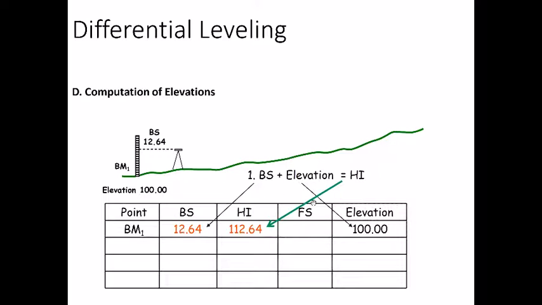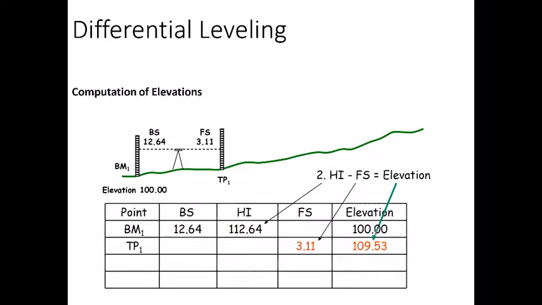When we put all these values in the table, we have the point whose reduced level we want to find out, and we have backsight, foresight, height of the instrument, and elevation. There could be intersight as well, but we don't have that in this question. We calculated the height of the instrument in the first setting, 112.64, and that was also our backsight. The first reading taken in any instrument setting, 12.64, becomes your backsight. The elevation of the first point is given, that is 100.